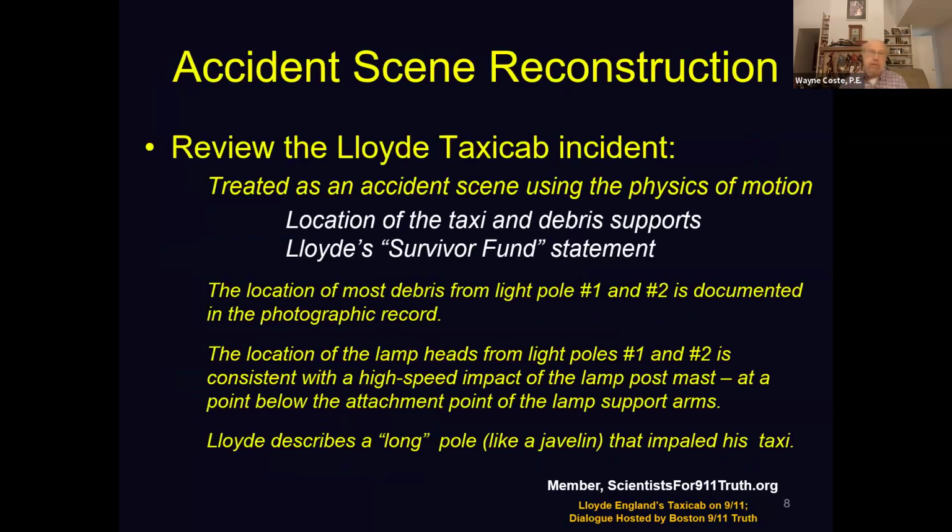So the overview here is that we're going to talk about a number of these items. But first of all, if you treat the accident scene using the physics of motions, the location of the taxi and the debris supports Lloyd's Survivor Fund statement, which kind of started off this whole thing. The location of most debris from light poles 1 and 2 was documented in the photographic record. The location of the lamp heads from light poles 1 and 2 was consistent with the high-speed impact of the lamp post mast, the big upright, at a point below the attachment point of the lamp support arms. And Lloyd describes the long pole like a javelin.